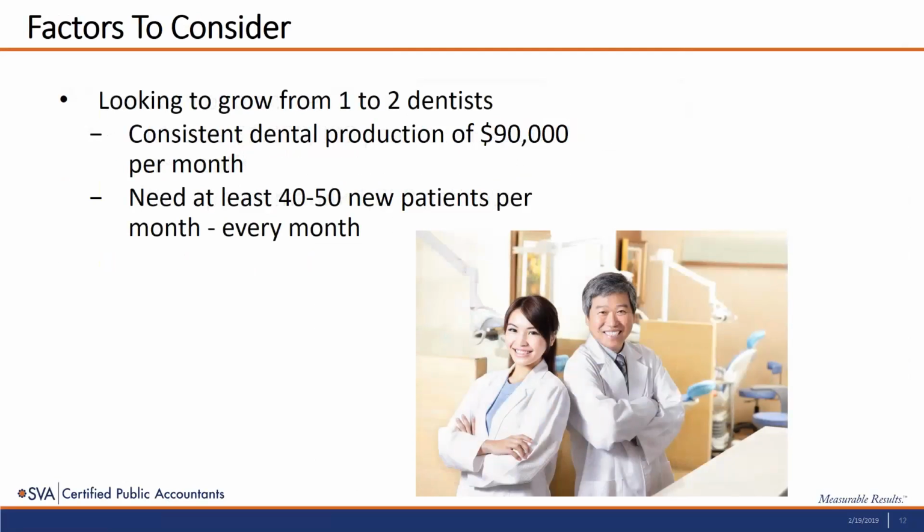And instead of just 15 to 20 new patients a month, we need to be up around 40 or 50 new patients a month, because we need enough new patients to support the existing dentist in the practice, and enough new patients that the new associate who comes in is going to have some growth and be able to grow their practice to that $1 million level.